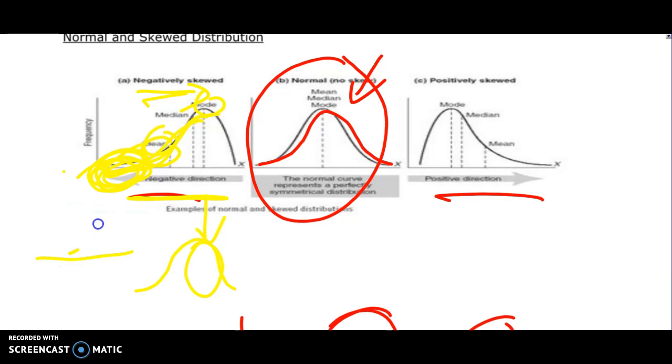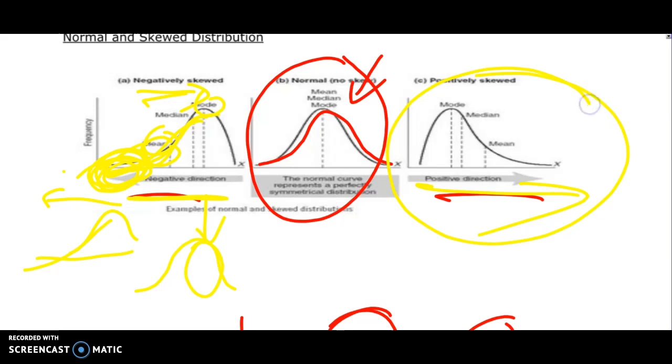So here's what it looks like. Again, it's pulled down and skewed to the left, or negatively skewed. The opposite is skewed to the right, or positively skewed. So this is also called skewed to the left. Left skewed, or skewed to left, negatively skewed. This one, right skewed or positively skewed.